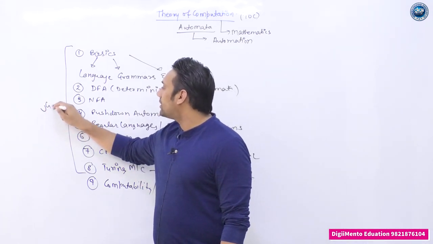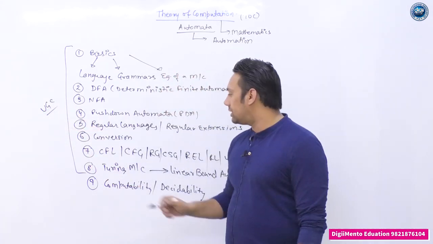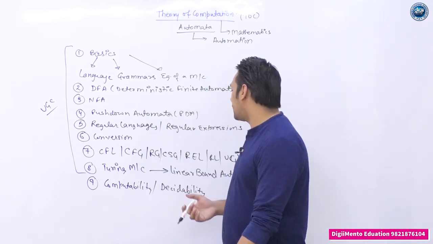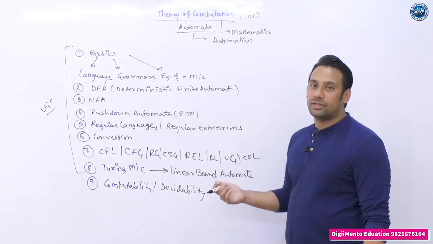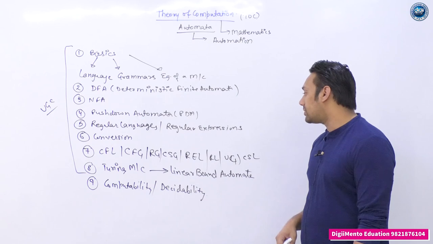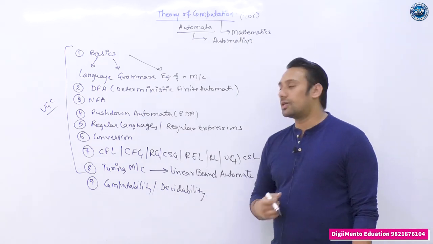So UGC NET ke andar from topic number 1 to 8 they ask many questions, but they do not really ask lot of questions regarding this unrestricted grammar. They do not ask questions related to recursively enumerable languages or recursive languages. So unse zyada questions aapke paas nahi aate hain.